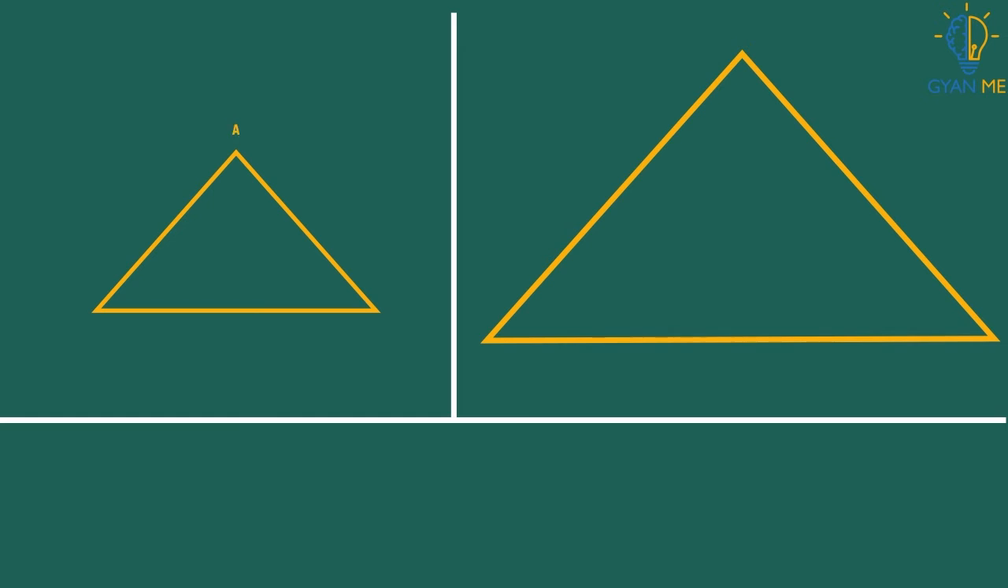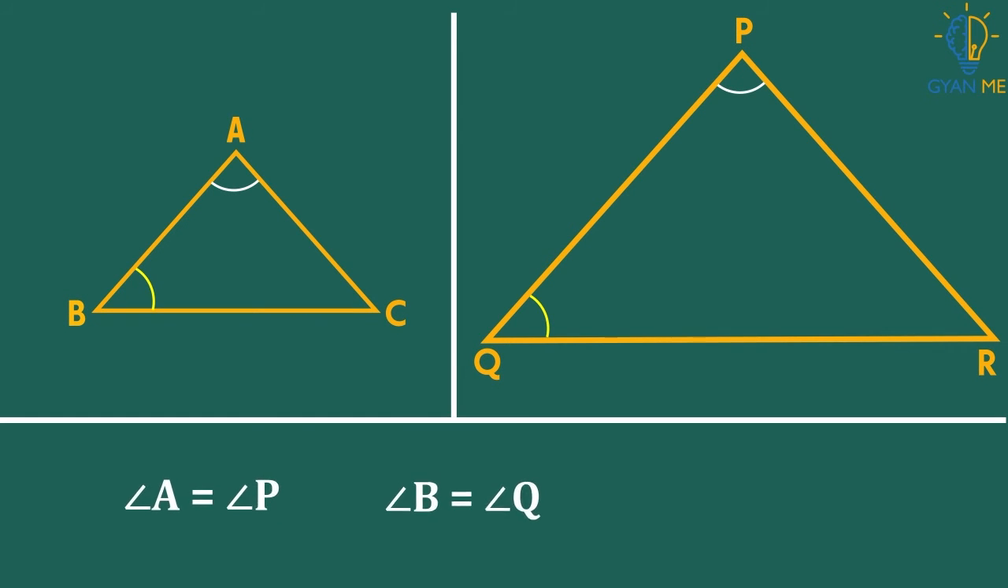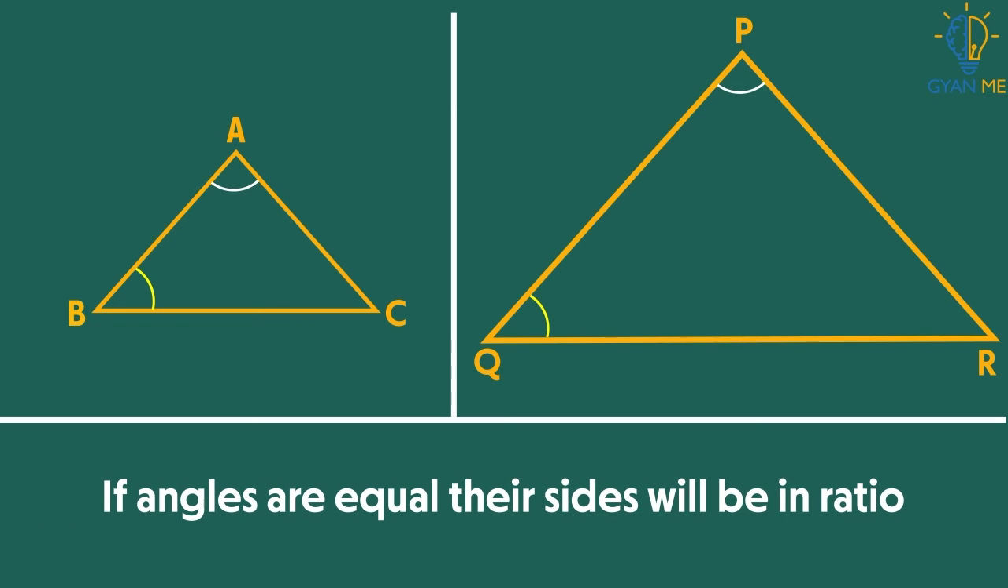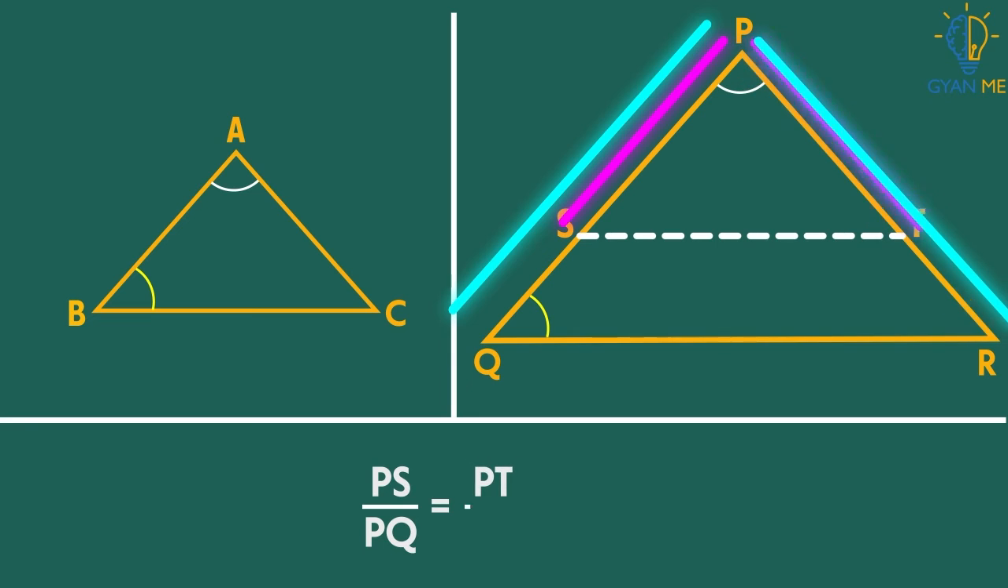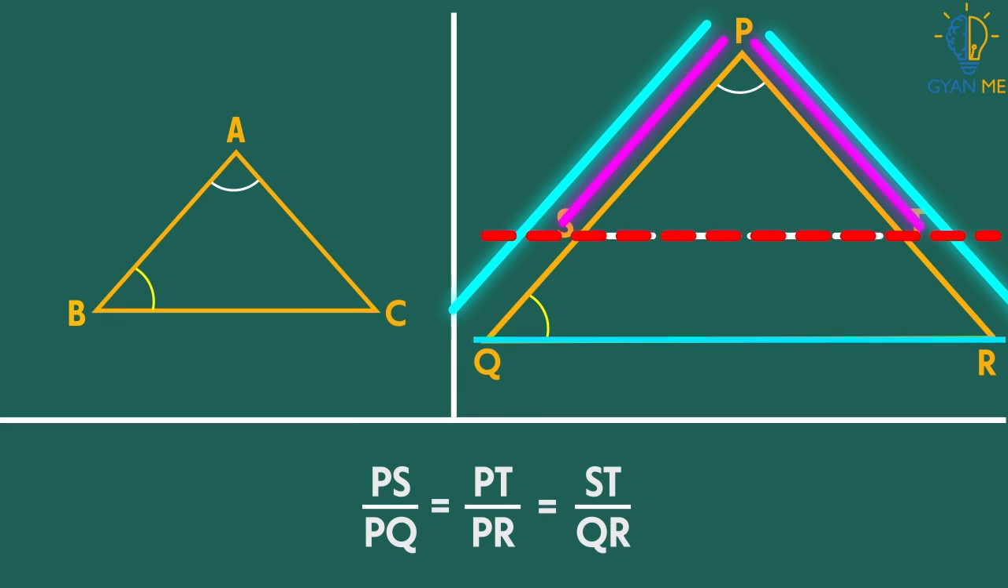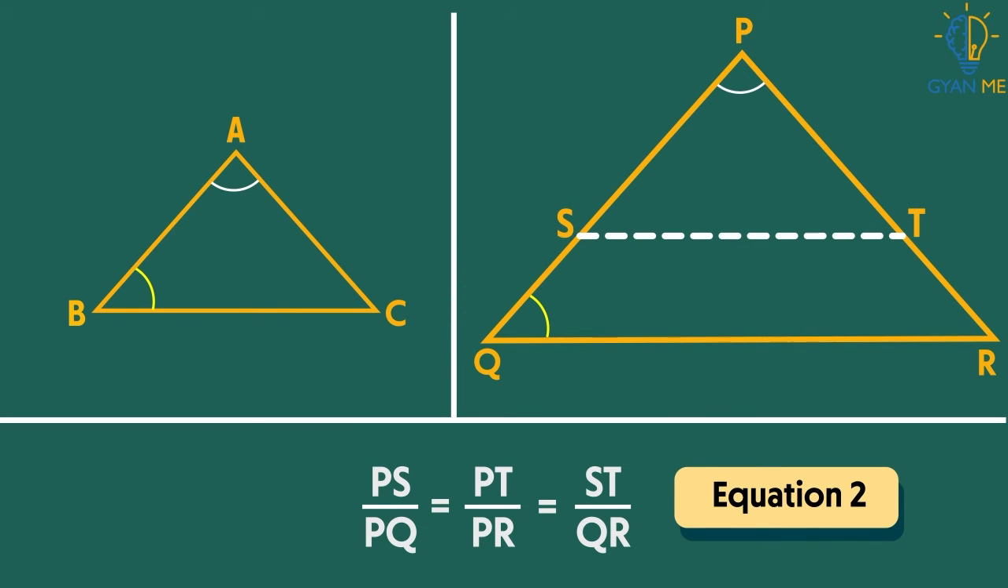Accordingly, if in two triangles their corresponding angles are equal, then both the triangles are similar. Therefore, we know that if angles are equal, their sides will be in equal ratio according to the conditions of similarity. Therefore, ratio of PS by PQ will be equal to ratio of PT by PR will be equal to ratio of ST upon QR. This is our equation 2.